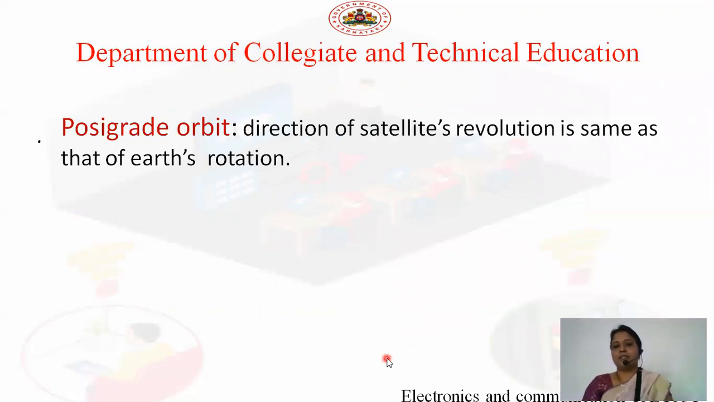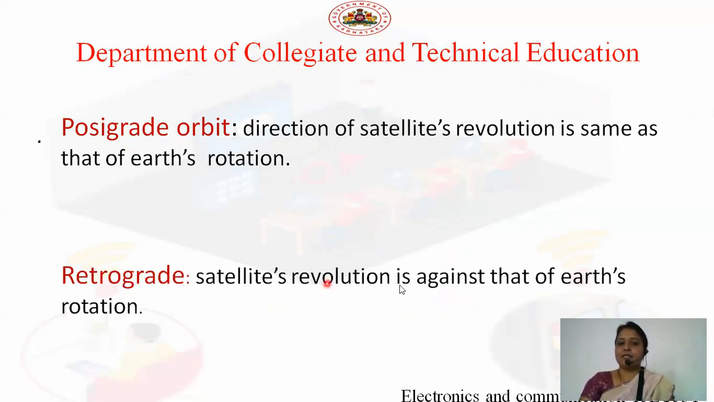Now, some of the definitions related to the satellite. First one is the Posigrade orbit. What is the Posigrade orbit? If the direction of the satellite's revolution is the same as that of the Earth's rotation, as we know, Earth is also rotating on its own axis, then that type of orbit is called the Posigrade orbit. Similarly, if the satellite's revolution is against that of the Earth's rotation, if it is rotating opposite to the Earth's rotation, then that is called the retrograde orbit.